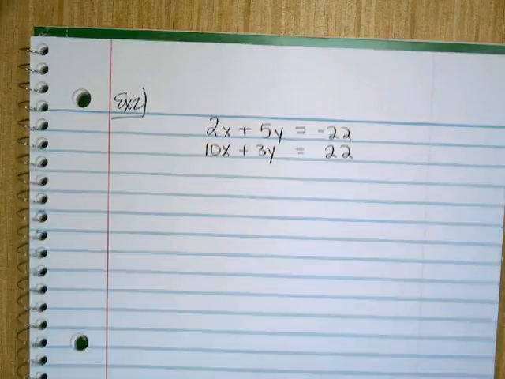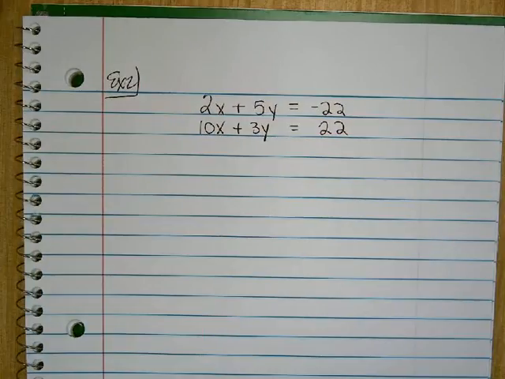Write that on your paper. It says 2x plus 5y is negative 22, and 10x plus 3y is 22. None of the variables will cancel out. Don't be tricked, because the numbers will.